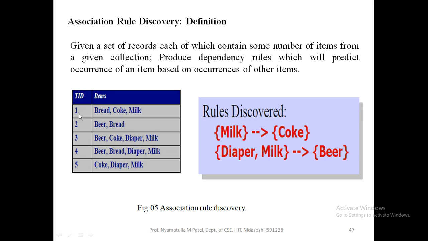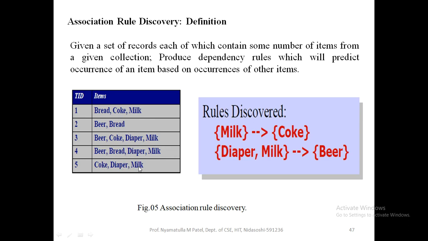Now, let us see transaction number 1. A person has bought bread, coke and milk. The second has bought bread and beer. The third person has bought beer, coke, diaper and milk. The fourth person has bought beer, bread, milk and diaper. And the fifth person has bought coke, diaper and milk.